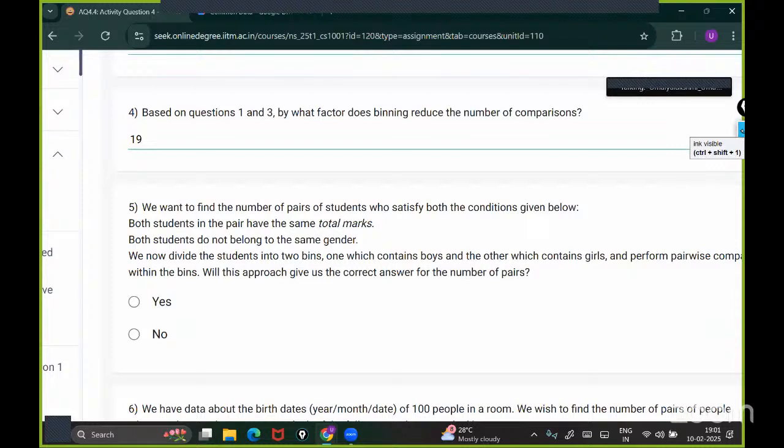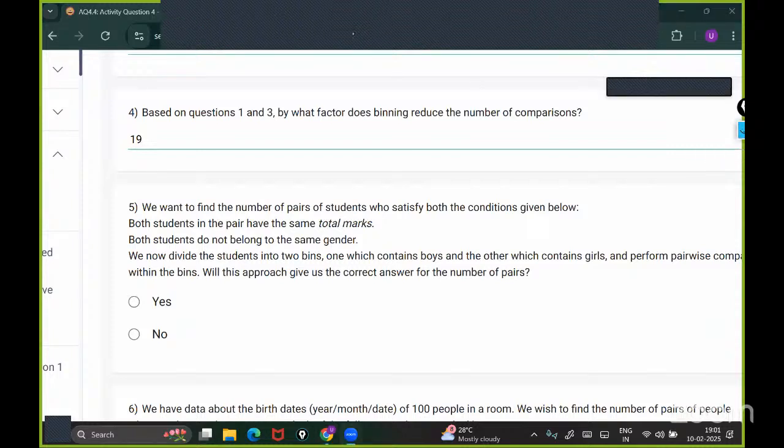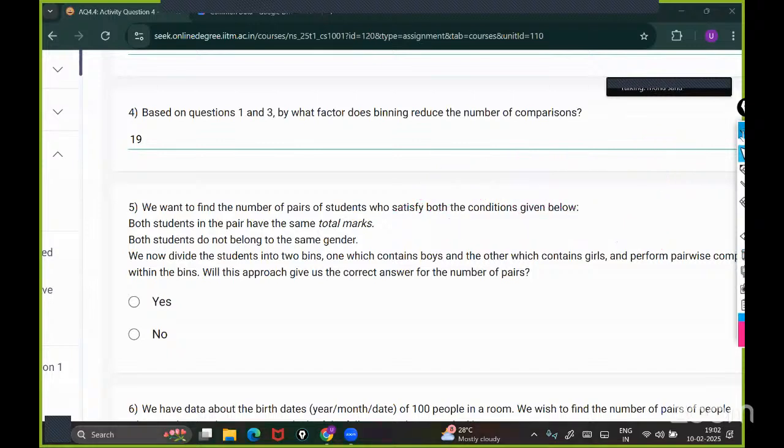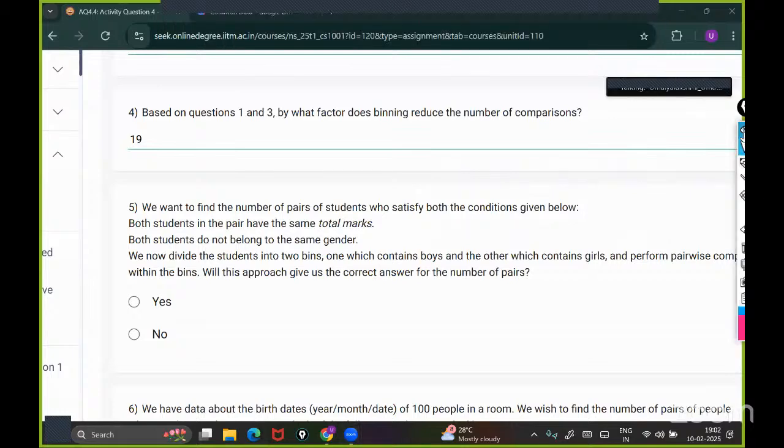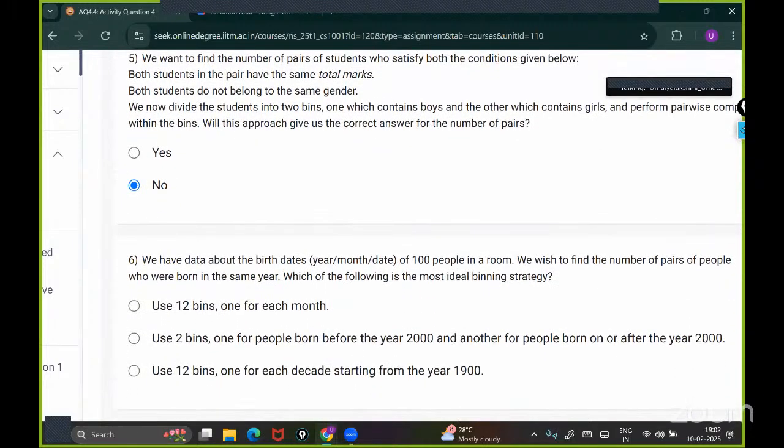I think the answer is no. Why? Because we are comparing only gender, not comparing the same total marks. Exactly. We have to compare their total marks also, then only we will be able to find it. But here we have taken only two bins, boys and girls, and then we are trying to do the comparison within the bins, which is not possible. So here the answer would be no.